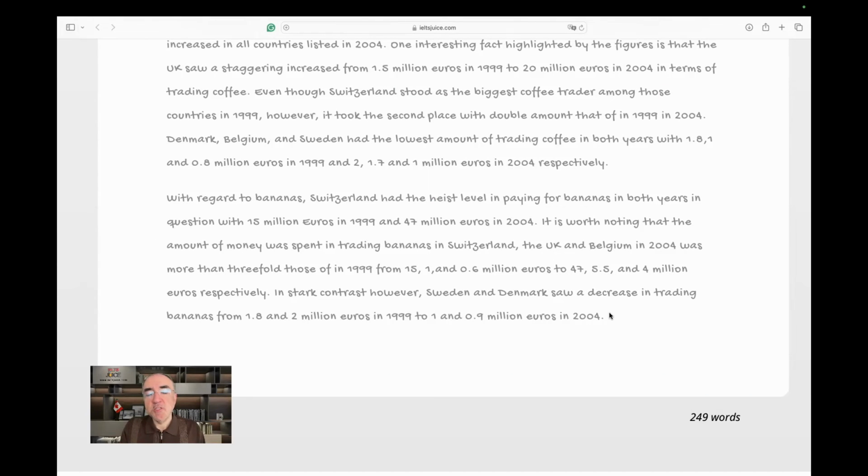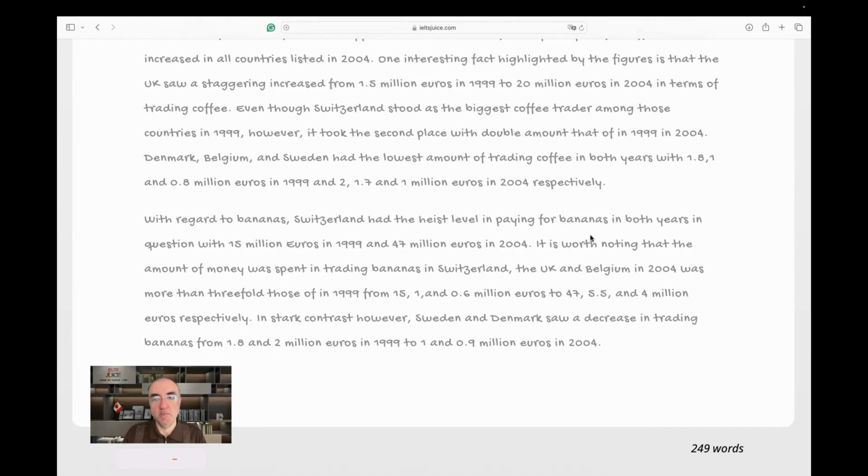I don't see any mention of the footnote. We don't describe what Fairtrade labeled coffee is. That is one missing element. 249 words. Let's look at the band descriptors.